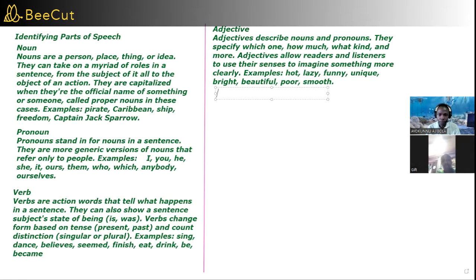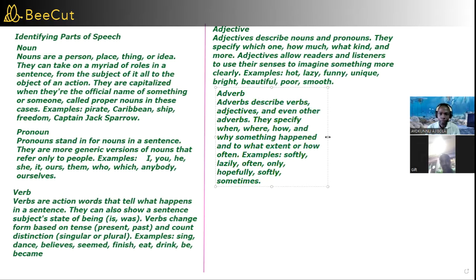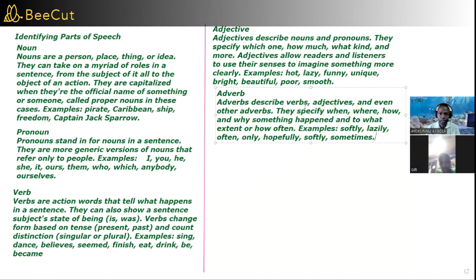Okay, let's look at adverb. Adverb actually describes adjectives and verbs. And it also describes other adverbs in some cases. So talking about adverbs, adverbs describe adjectives, they describe verbs, and they even describe other adverbs. Are you there? Yes, sir. Okay, they specify when, they specify where, they specify how, they specify why something happens and to what extent or how often it happens.